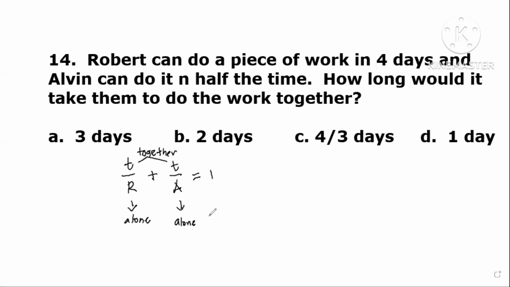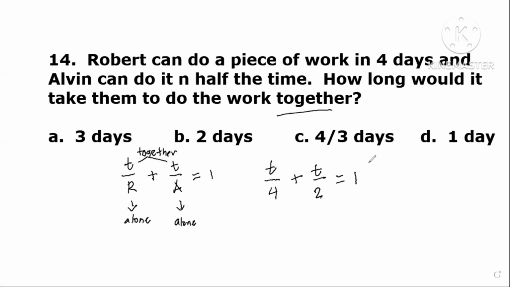So, kung ilalagay natin sa equation yung mga yan, tinatanong sa atin yung T, no? How long would it take them to work together? Kaya yung T ang nawawala. So, we have T over R, yun yung rate ni Robert pagka siya lang mag-isa. So, that's T over 4 plus T over A, yung rate naman ni Alvin, which is half the time or half ng 4 ay 2, equals 1 complete job. So, ganyan lang yan, no?